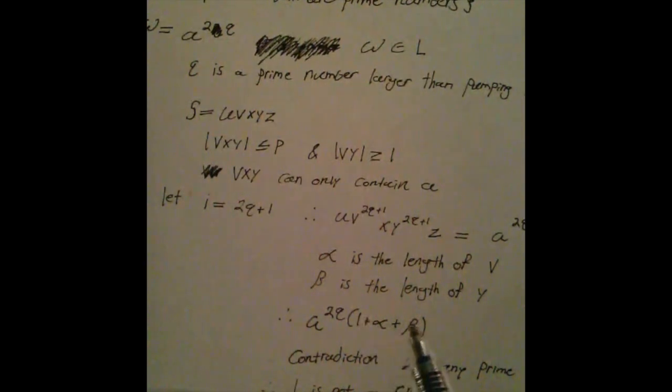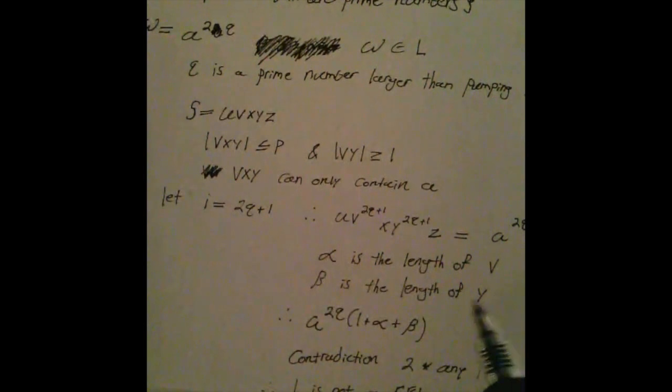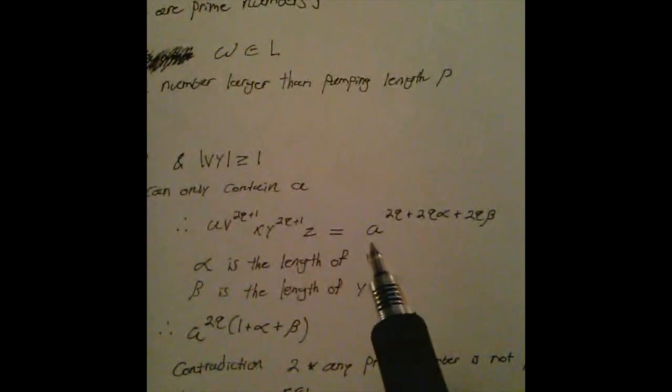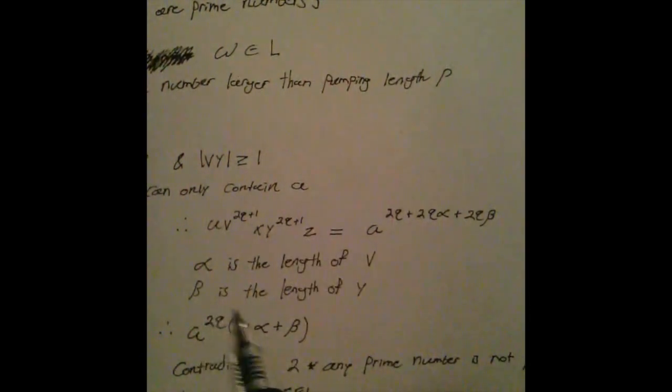1 plus alpha plus beta could be prime. We have no knowledge of that. Alpha and beta are just arbitrary numbers. But the trick to this whole problem was figuring out how to write the total number of A's in terms of this format from this knowledge, so then we could create this contradiction by multiplying 2 times a prime number, which we know cannot be prime.